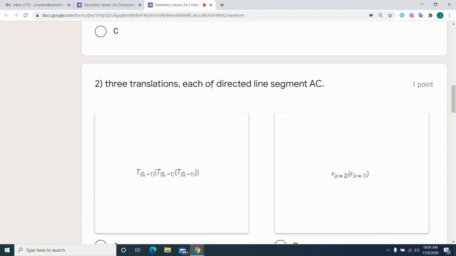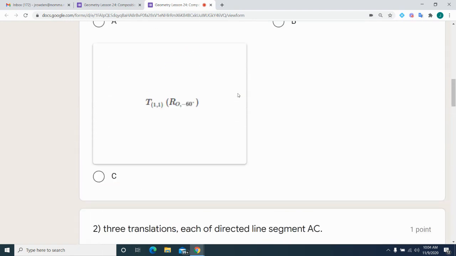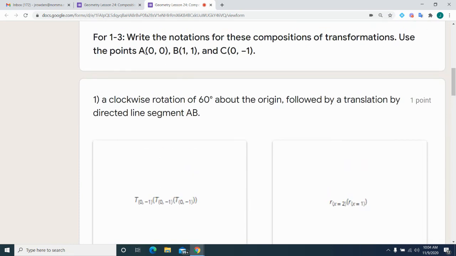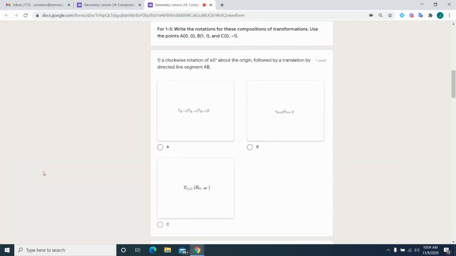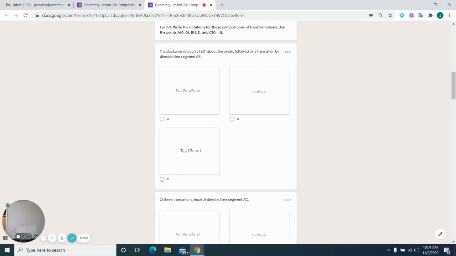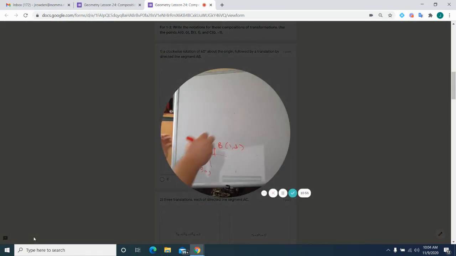3 translations, each of directed line segment AC. So let's see what AC would be. A is at 1, 1, and then C is at 0, -1. So to do a translation from A to C, we start at 0, 0, and we go to 0, -1. So this one will look like this. We'll do a translation of AC. So we'll do T that goes 0, -1. Again, that's how I would get from A to C. If you need to plot it to see that, you can.